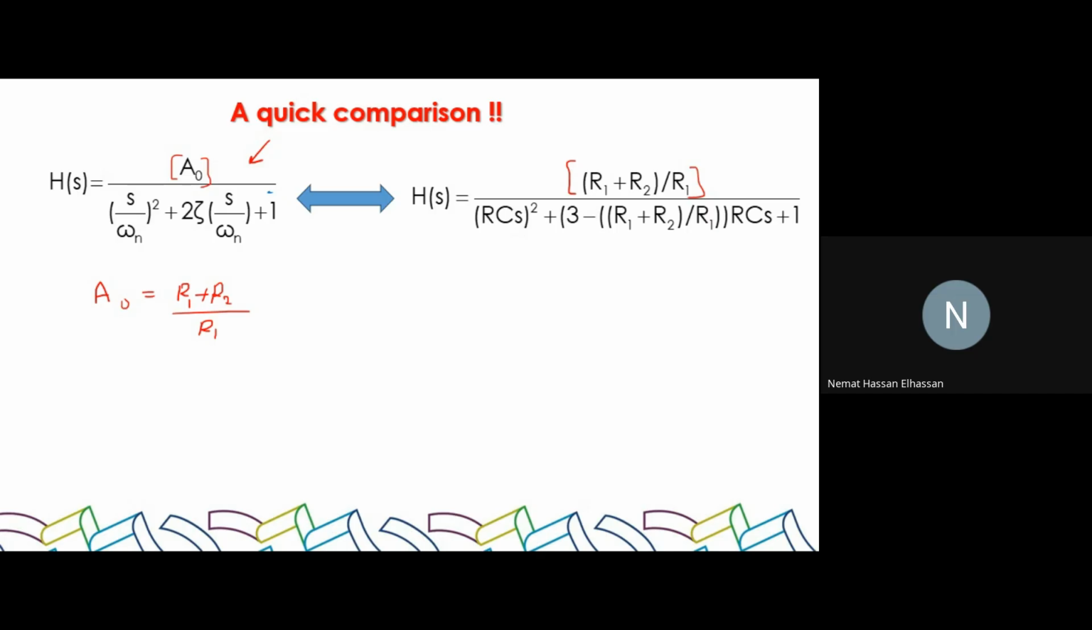Agreed? Okay. Can we compare the first term in the denominator with the first term in the denominator? They have to be equal, right?